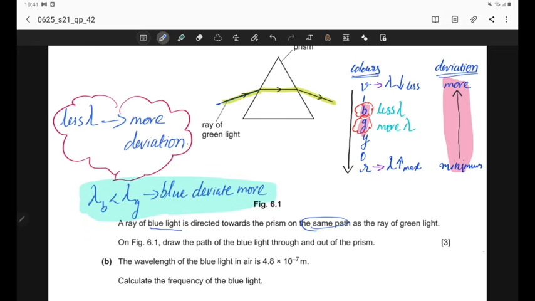So from this we can draw the path of blue light. Initially it's passing through the same path, but once it enters the prism, it will deviate, and the deviation will be greater than the path of green. So it will be a bit down. And again when it is passing through the other boundary, it will deviate more. We need to put the arrow to indicate the direction. Therefore, this will be the path of the blue light through and out of the prism.